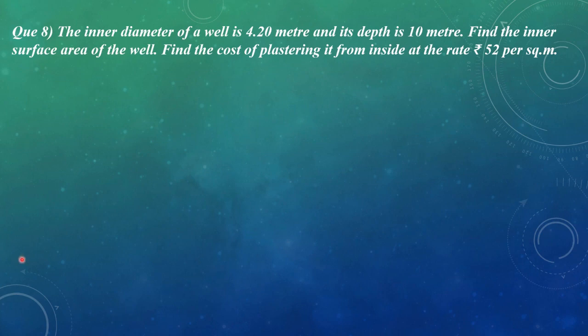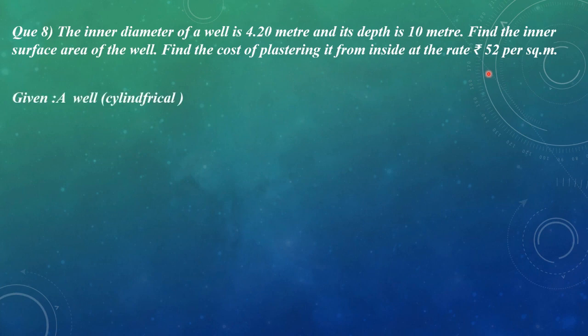Similar to the cylinder question, the inner diameter of a well is 4.20 meter and its depth is 10 meter. Find the inner surface area of the well. Find the cost of plastering it from inside at the rate of rupees 52 per square meter.